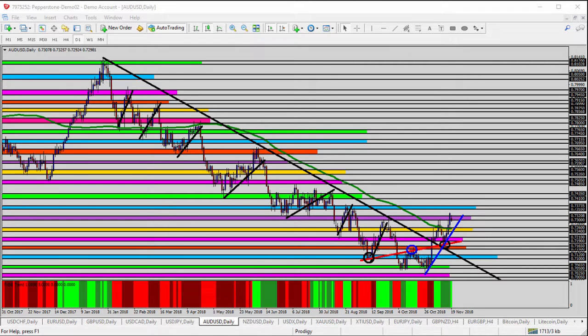Today we're looking at the AUDUSD, the Australian versus the US dollar. For today's trade analysis, here on the daily time frame, we can see the beginnings of what may be a longer term trend shift on this currency pair. We could see over a long period of time that this has been in a downtrend.